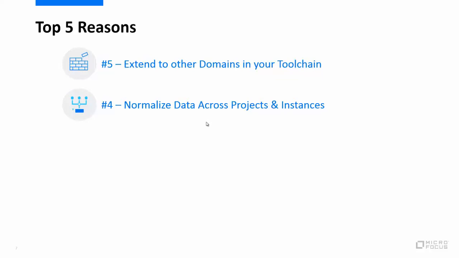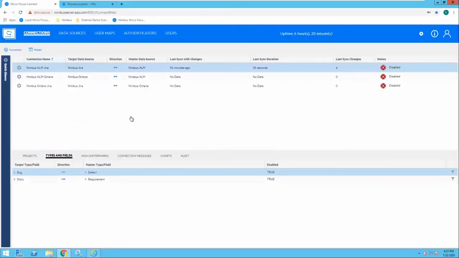Number 3 on our list is the ability to leverage existing investments and assets. You've already invested time and knowledge in an industry leader for quality with ALM, and you don't want to be forced into compromising one part of the development process for another. Connect allows you to decide what's best for your teams in each domain and continue to leverage all of your current resources.